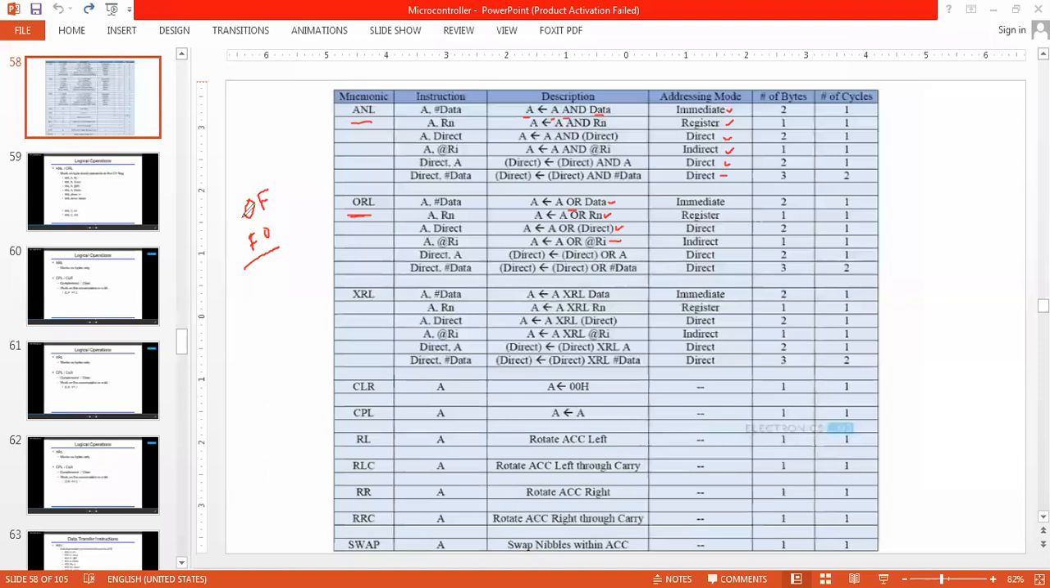What is the answer? 0F and F0, I am making OR logic. A is having 0F, and I have given direct data. What will be the answer of A? It is going to be FFH.